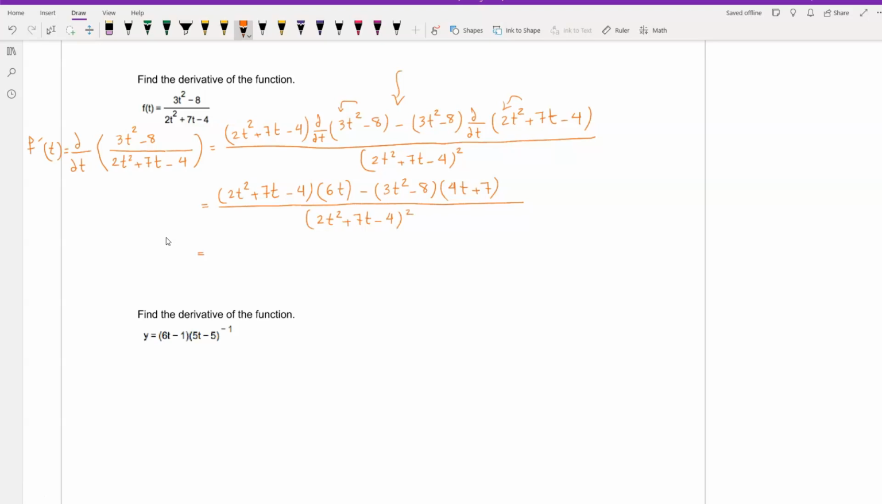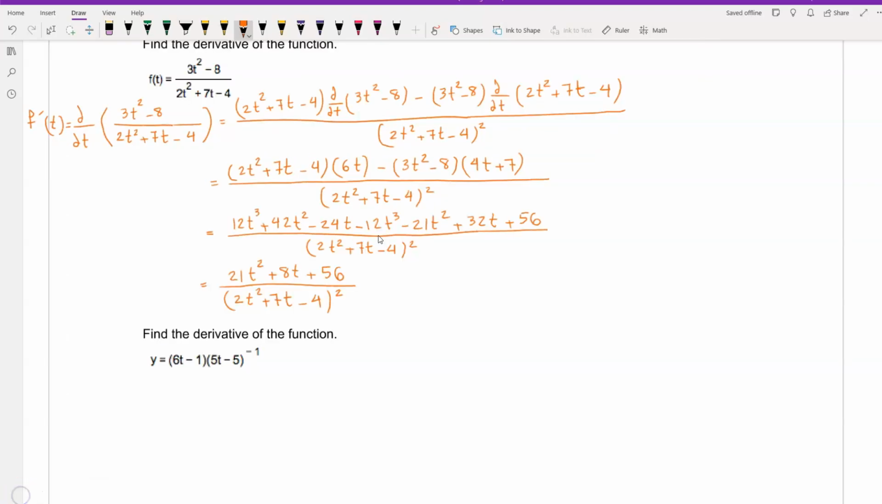Now we have to simplify what we have on top, numerator. So I multiplied what we had in numerator and subtracted, combined like terms. So this is what we have after combining like terms. It's 21t squared plus 8t plus 56. And rewriting what we had in denominator. So denominator is 2t squared plus 17 minus 4 squared. So here is our final answer.